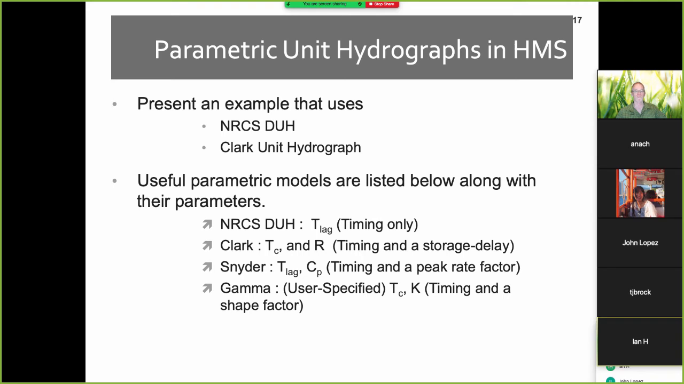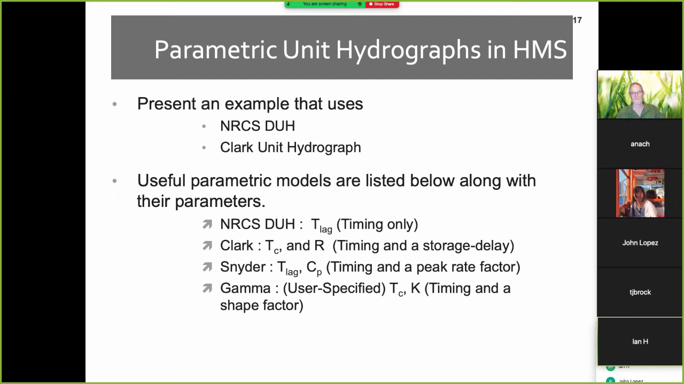So we're going to use an example starting tomorrow where we'll look at the NRCS and the Clark unit hydrograph. They're selected because they have the fewest parameters. For NRCS, all we have to provide is a timing parameter. The Clark has a timing parameter and what they call a storage delay factor.